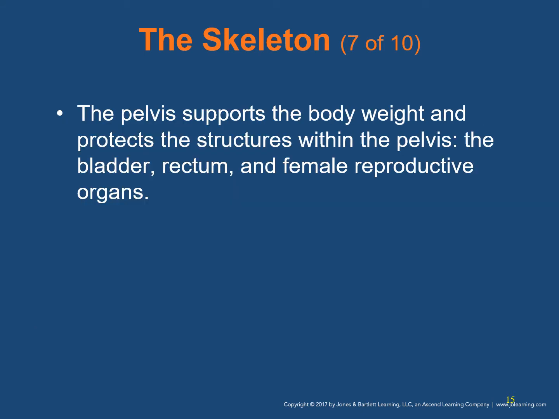The pelvis supports the body weight and protects the structures within the pelvis: the bladder, rectum, and female reproductive organs. The pelvic girdle is actually three separate bones fused together to form the innominate bone: the ischium, ilium, and pubis.